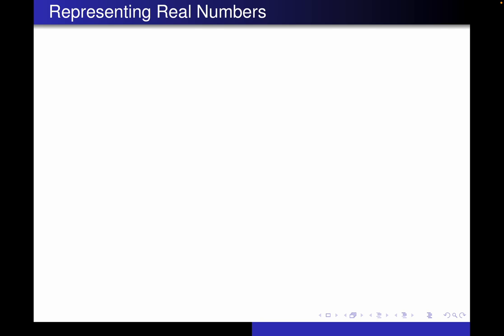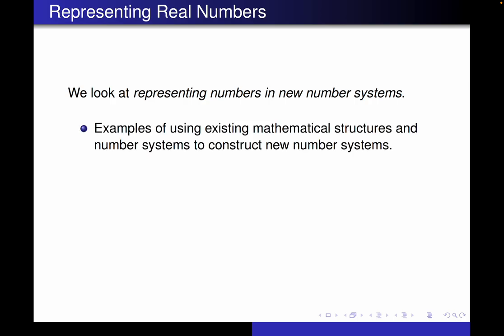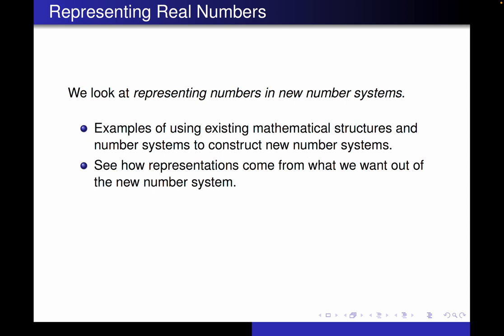Now we begin a new topic of actually trying to construct real numbers. But before we get into the technical details, we're just going to look at how we represent numbers in new number systems, and in particular, how we are going to apply that to real numbers. So we're going to look at some examples of using existing mathematical structures and number systems to construct new number systems. We're going to see how we choose our representations from what we want out of our new number system.